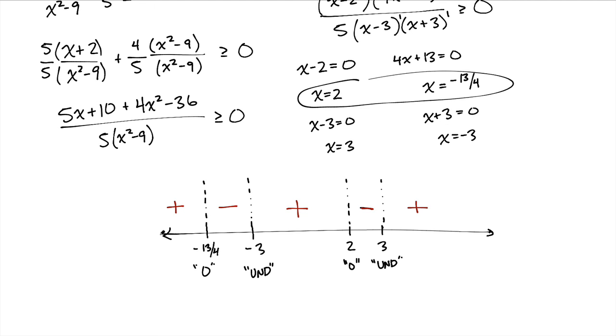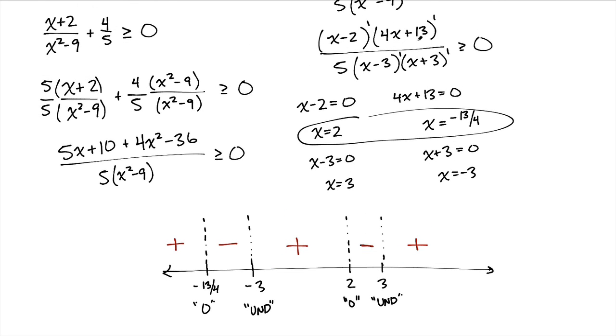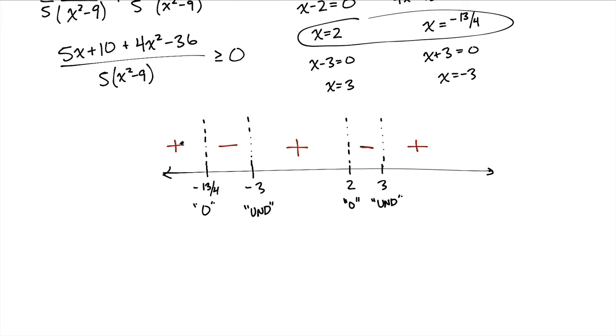Okay, and now we are looking for our solution where this rational function is greater than or equal to 0. So we're looking for positives and when it's equal to 0. So positives, we've got a positive right here. So that's from negative infinity up to this point here, which is -13/4. And at -13/4, it's equal to 0. So we're going to include that because our inequality was greater than or equal to 0.